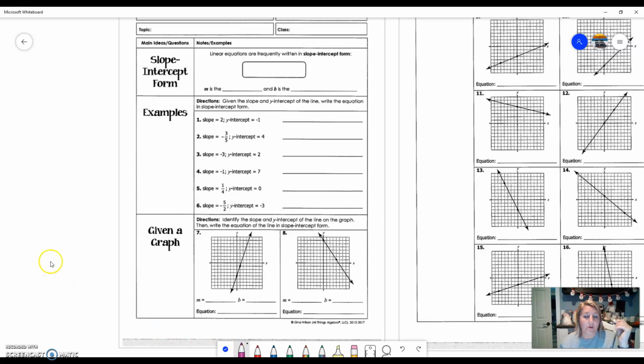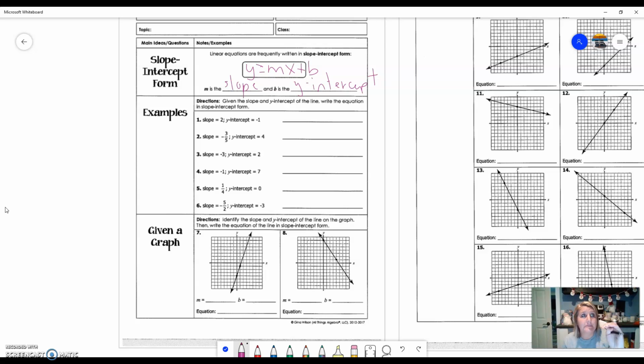So what slope-intercept form is, or what the form is, I've got my pen today, it is y equals mx plus b. That's the slope-intercept form of an equation. So m stands for the slope, and b stands for the y-intercept. The y-intercept is where the line is crossing the y-axis.